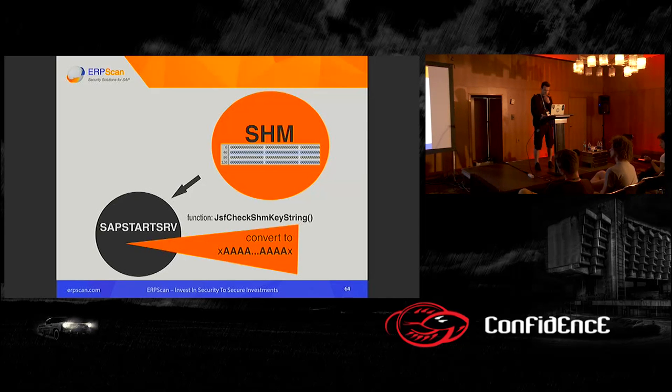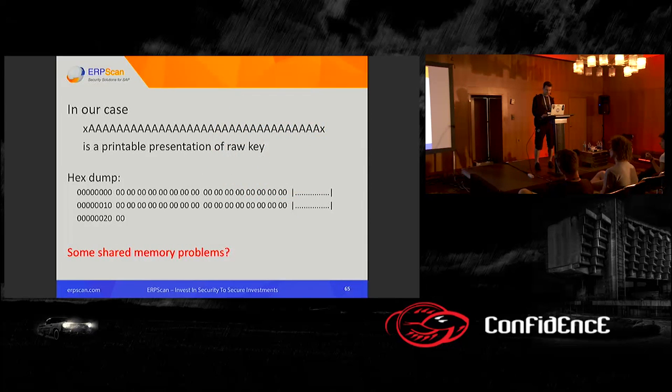So it reads the raw key from SHM memory. In our case, all bytes of the raw key are zero values and it converts this key to XAAX. It means some shared memory problem occurred. We spent some more time to understand what is happening. What process should put the raw key in shared memory? We should find the process responsible for that. What process writes this? The ICM generates and writes this key in shared memory.